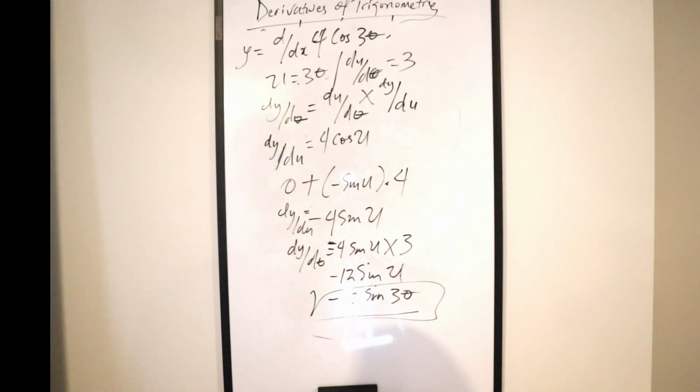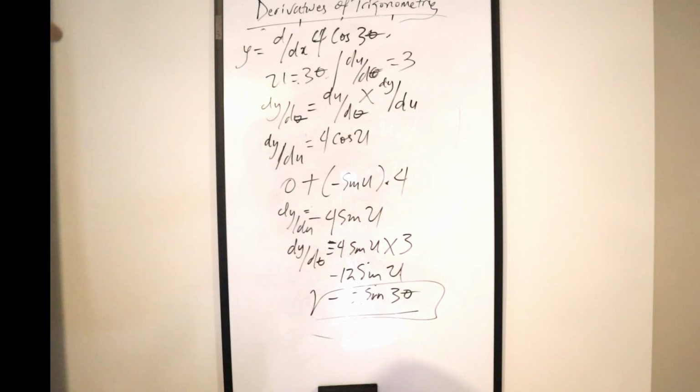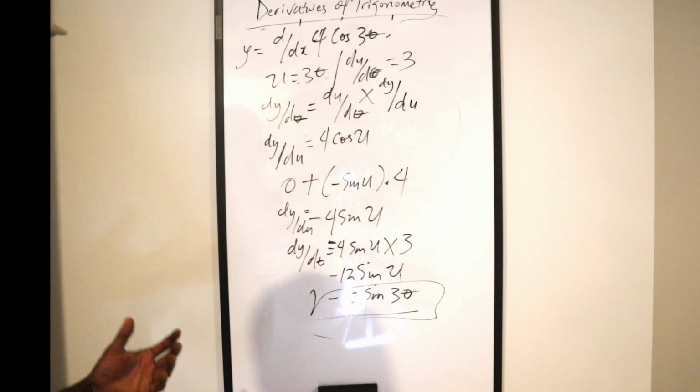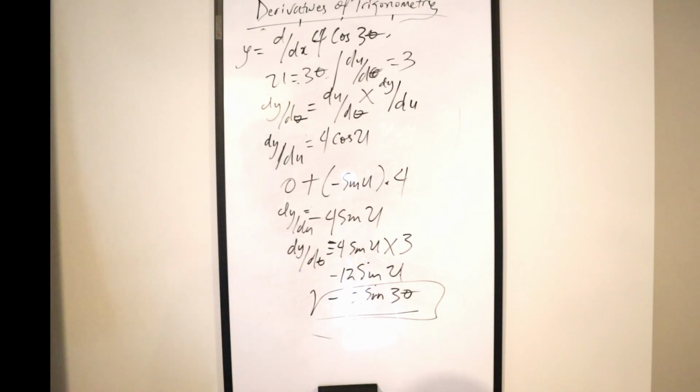So if you understand how to use the rules in trigonometry, memorize that when differentiating sine you get cosine theta, when differentiating cosine you get minus sine, and when differentiating tan you get sec squared theta. If you understand these rules that apply to trigonometry, you can actually solve questions like this.